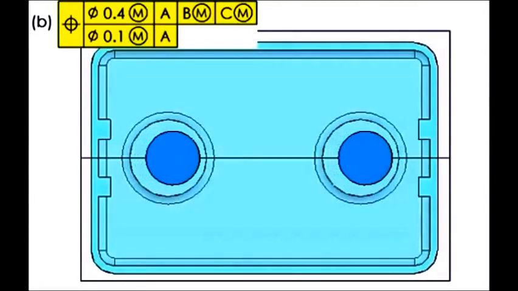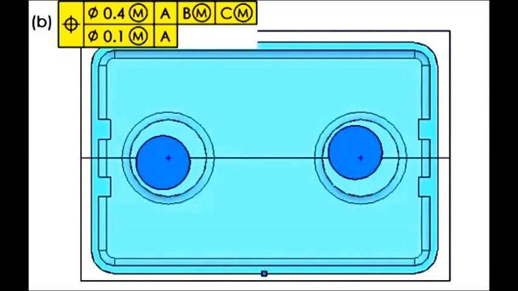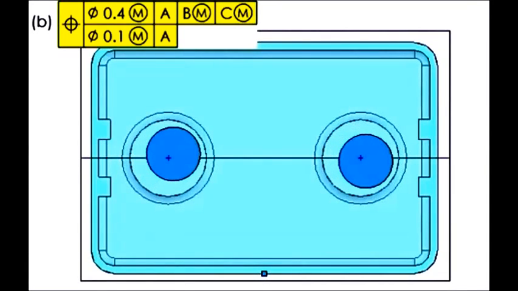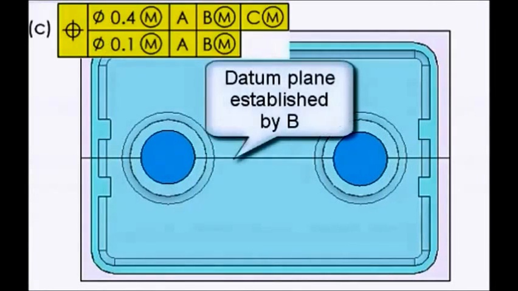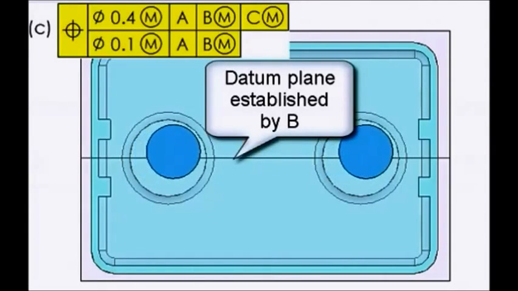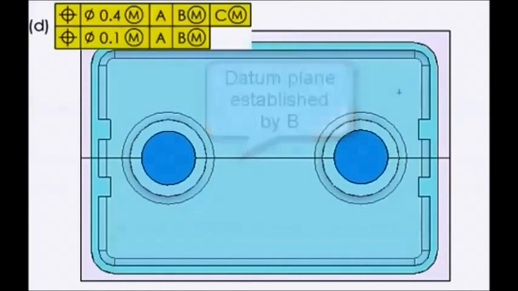So the holes can still move around as a pattern relative to datum planes established by B and C, but they have to remain perpendicular. So that means the pattern could even rock, as you're seeing here. By bringing down datum feature B, though, we can stop this rocking. So the pattern must be now within 0.1 to each other, perpendicular to A, and the orientation of the pattern cannot be off by more than 0.1. They can still move around 0.4, however.